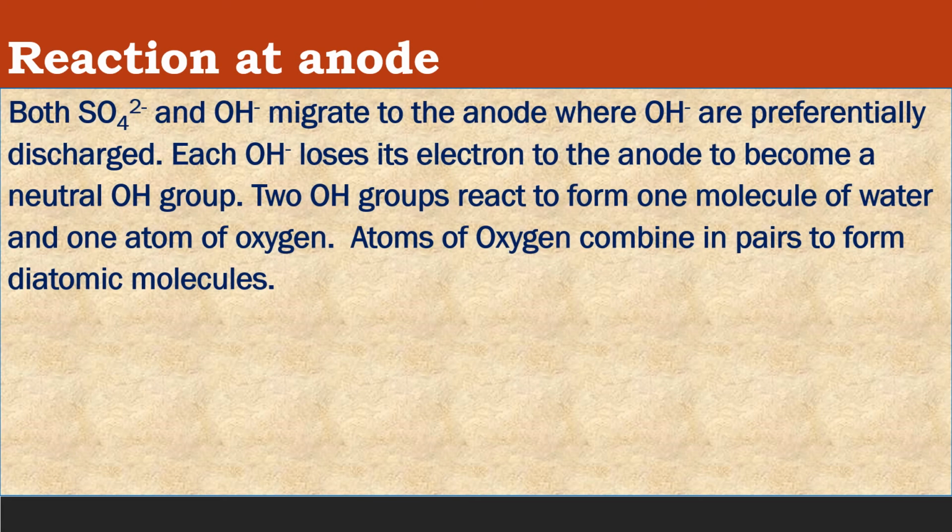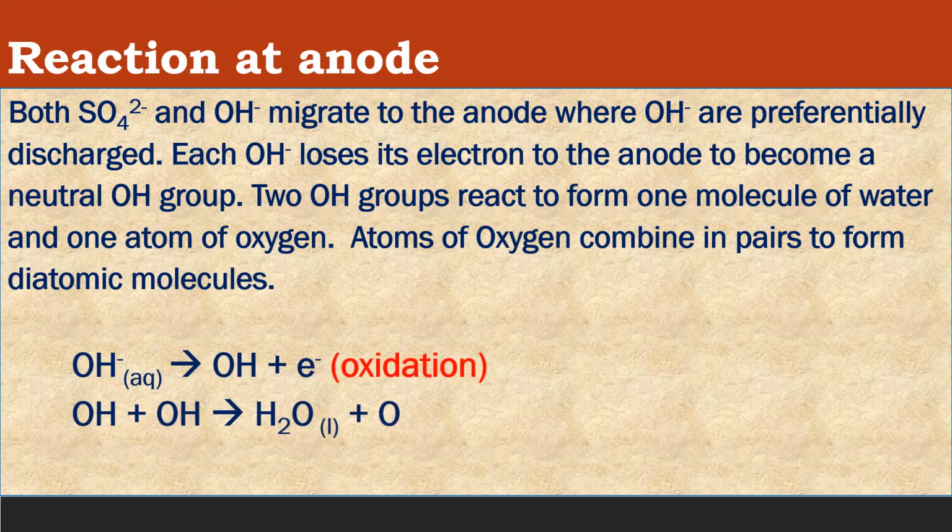Reaction at the anode. So the two anions that are formed in this electrolysis will migrate to the anode. I'm talking about SO4 2- sulfate ion and OH- hydroxide ion. The two of them will migrate to the anode, but because OH- is lower in the series than SO4 2-, OH- is less electronegative compared to SO4 2-.